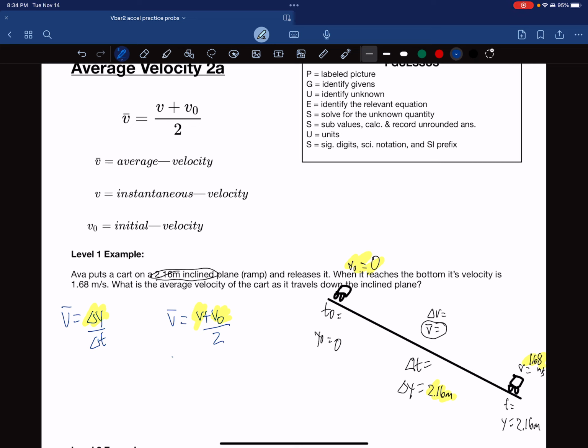So now we can substitute our values. We have our V, which is 1.68, and our initial, which is 0, all over 2. So our average velocity then is 0.84 meters per second. All velocities are in meters per second, so the average velocity is in meters per second. So that gives us 0.84 meters per second.